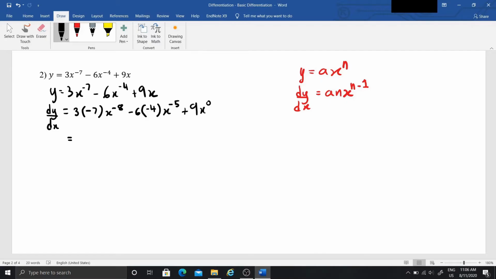Now we simplify the equation. We have minus 21x to the power of negative 8, plus 24x to the power of minus 5, plus 9. This is the answer for the second question. When you compare this question to the previous question, the methods are the same except the power is in the negative form.